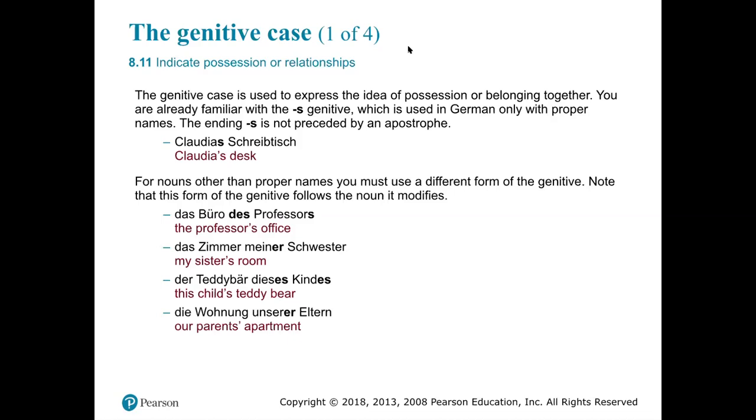However, you still do have to learn it, and it is actually a case you've already been using whenever you added an S to a name in order to make it possessive. So basically, it's used to express possession or belonging together. So you've seen the S genitive, which only works with proper names, and where in English we would put an apostrophe S, in German we just tack an S on. So Claudias Schreibtisch, Claudia's desk.